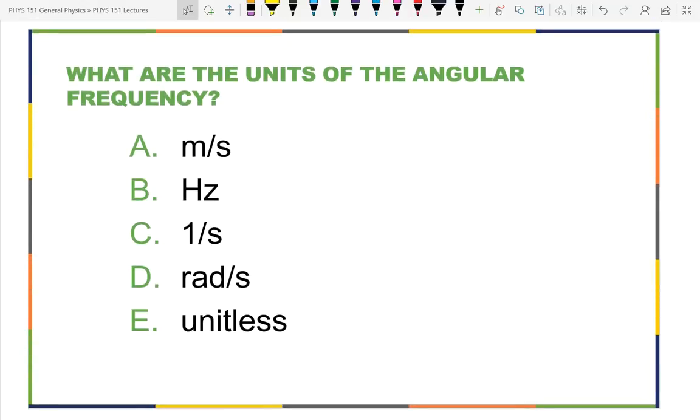Second, simple clicker question. What are the units of angular frequency? This one has only one answer. Oh, no, it doesn't have only one answer. It has multiple answers.